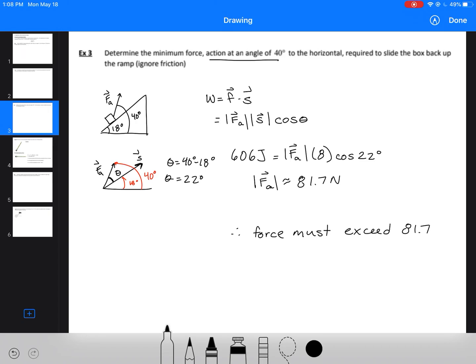So in order to slide the box back up the ramp, the force must exceed 81.7 newtons. So I'm going to stop the video here.